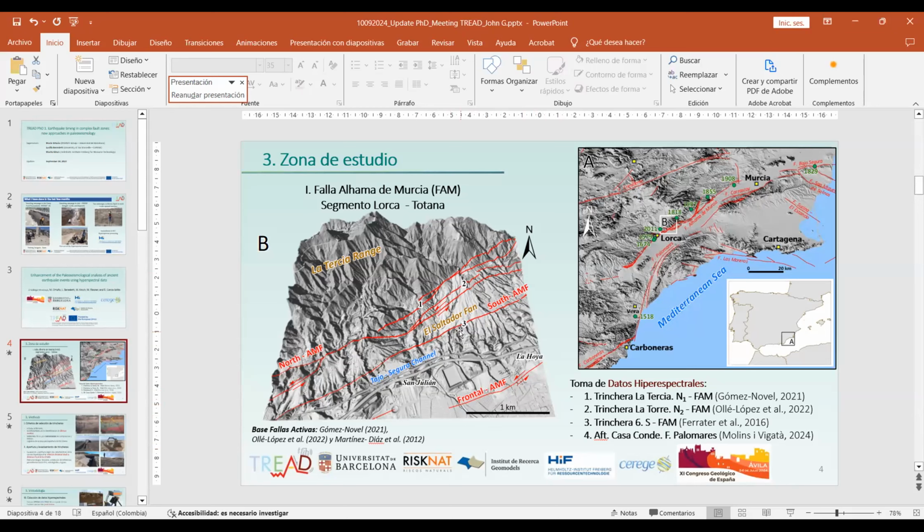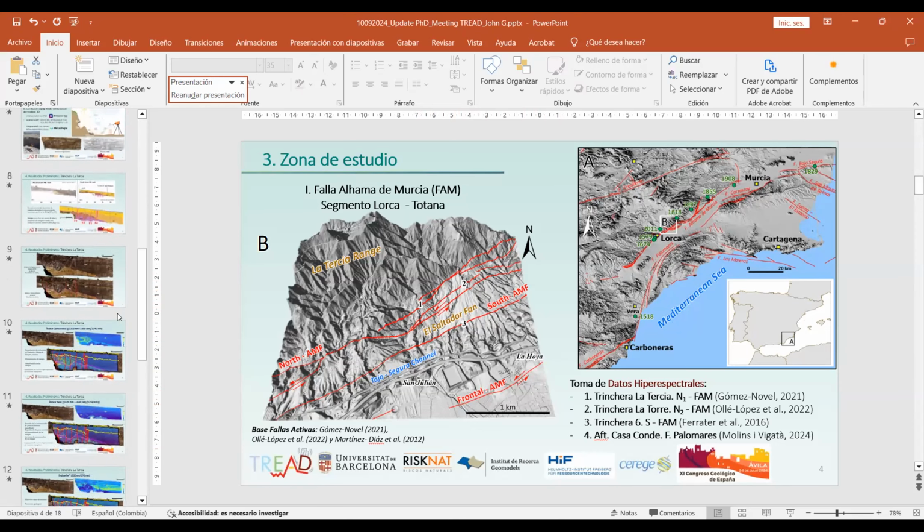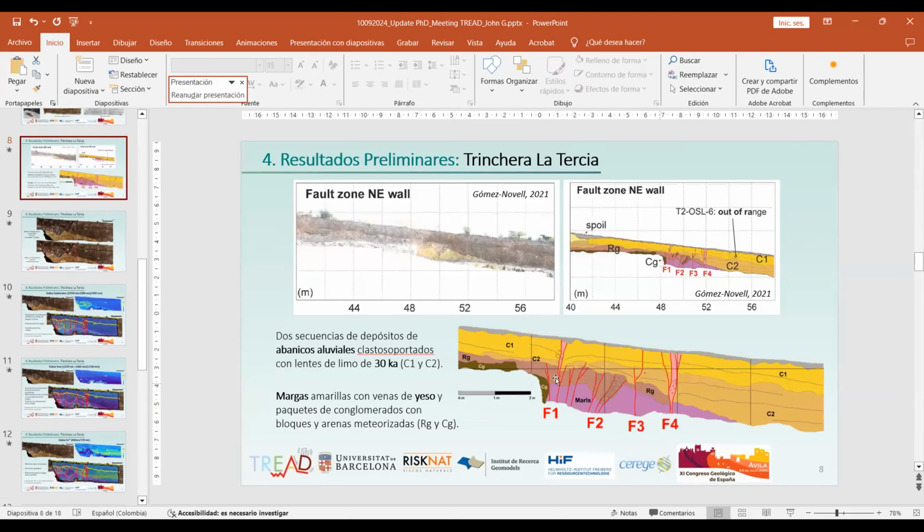The small faults you show are one of these lines. Exactly, exactly. If you see here, number one is La Tercia. This is this one, actually, yeah. So it's one line, but it's a flower structure, actually, yeah.